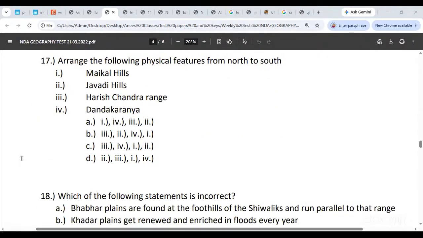Is there anything else on plateaus? We can arrange these. Arrange the following features from north to south: Mikir Hills, Jaintia Hills, Harishchandra Range, and Dandakaranya. We have to go from north to south.